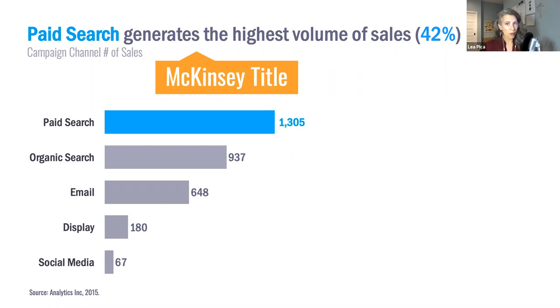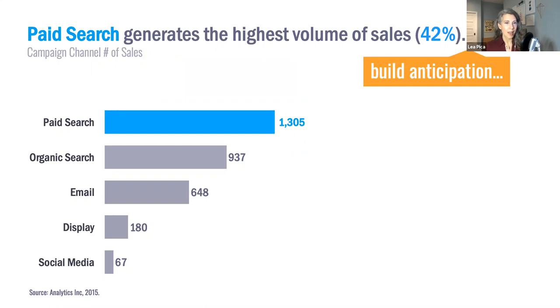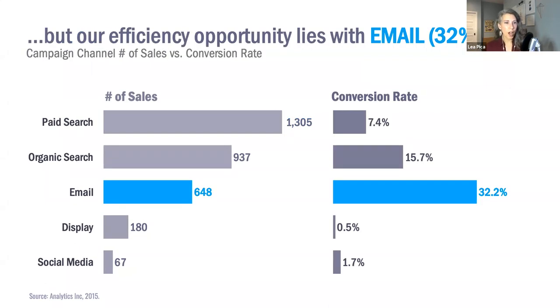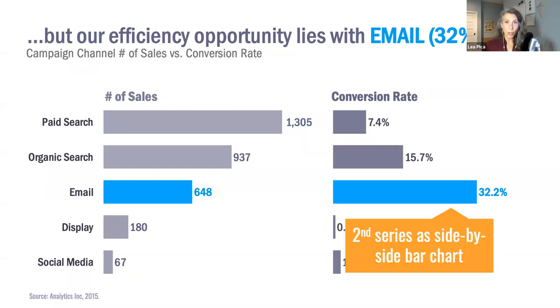Now, I promised you before that I would show you how to split an idea to build anticipation. Here, I've added an ellipsis at the end, which indicates there's something else coming. So I can say, this is what we saw, which we weren't surprised. However, we dug a little deeper and we found, dun dun dun, that our efficiency opportunity lies with email. Okay, so here I've actually brought in a second chart side by side, and that's called a table lens, as coined by Stephen Few, the data viz expert. And what this allows me to do is share two different stories, or at least split one story into two slides, that allows them to build anticipation and have me tell them a complete story.